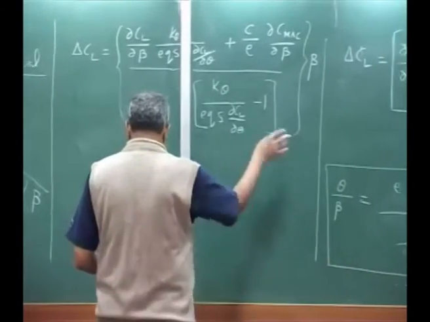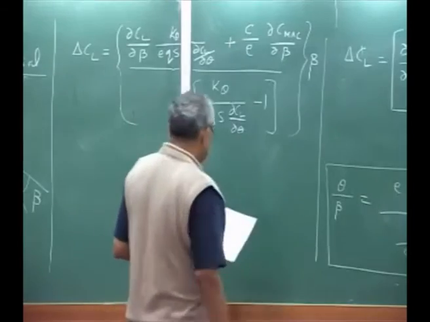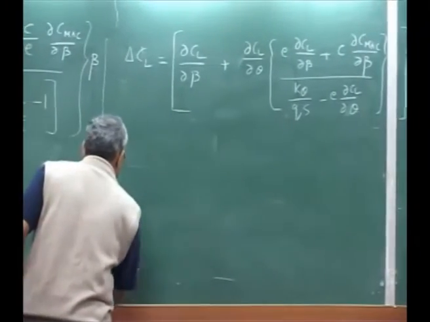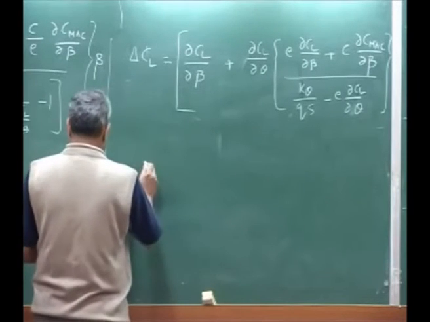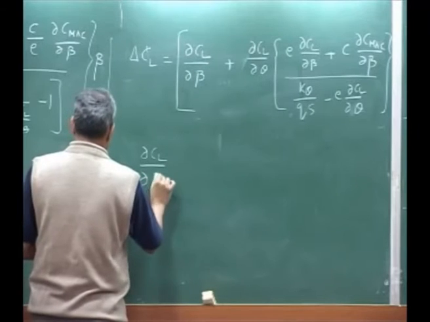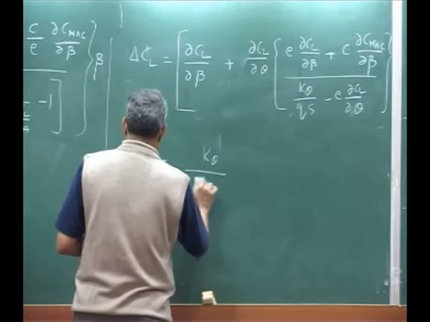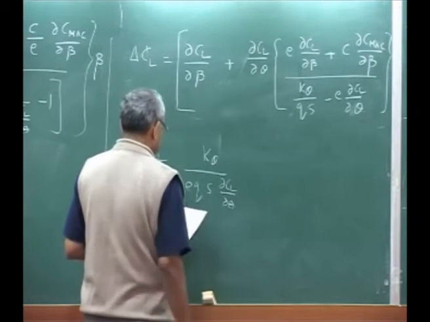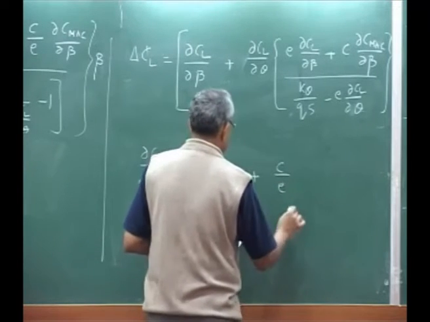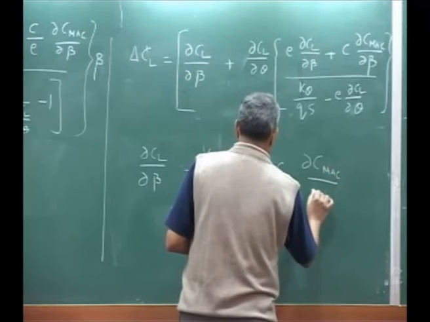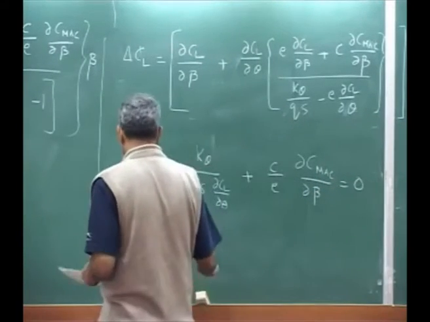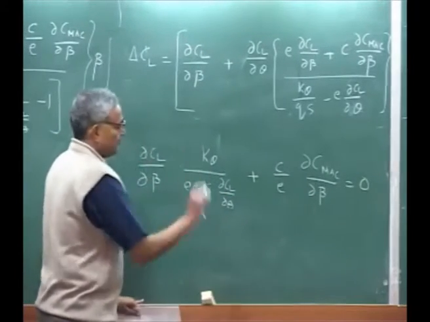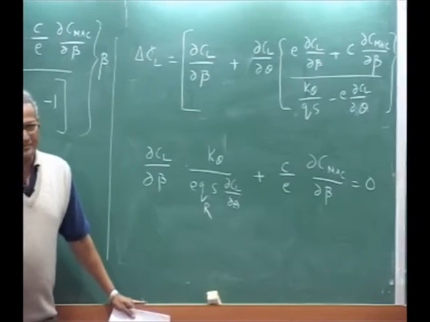now I will keep this term as it is. Let me write here. So, you will get delta CL over delta beta into K theta over E Q S delta CL over delta theta plus C over E delta CMAC over delta beta equals 0. If you take Q, this is the condition when Q reversal, I am putting it. But other Q you can have some value.